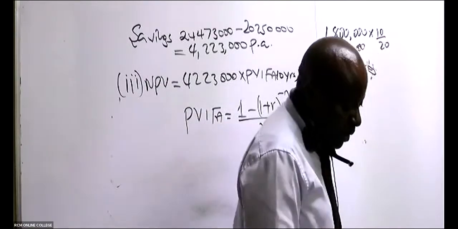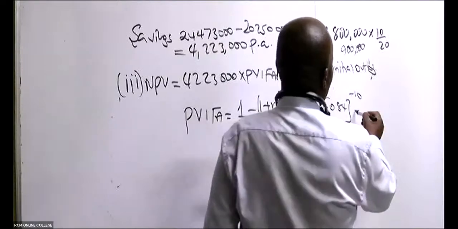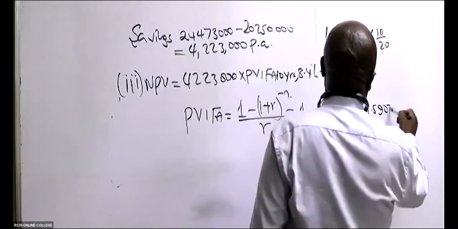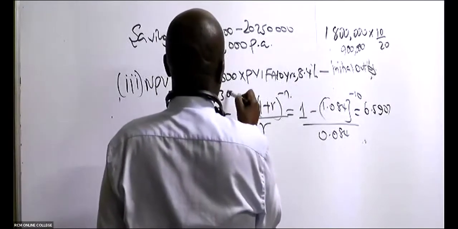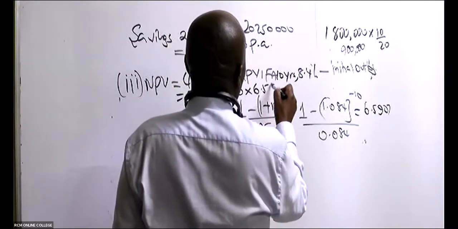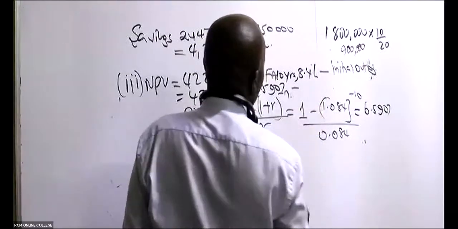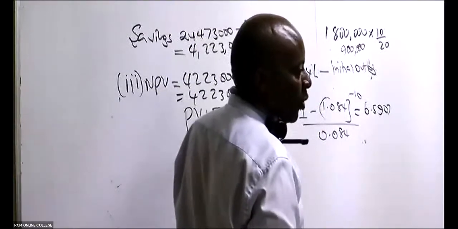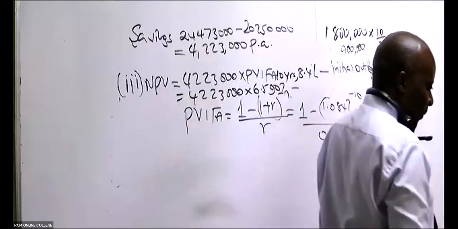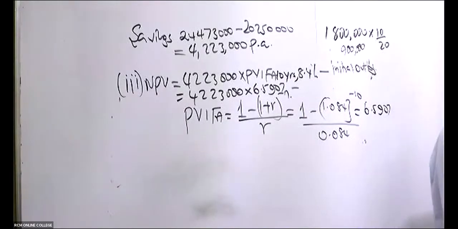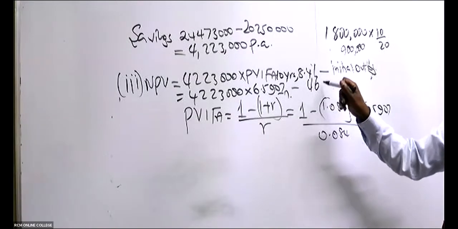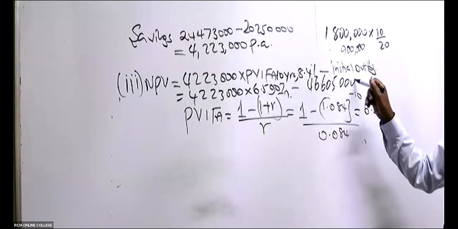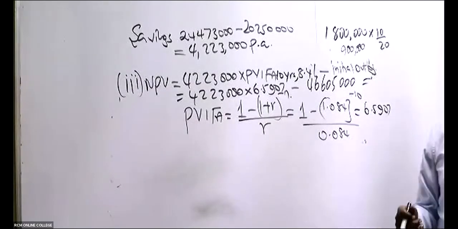So I'm being given 6.5907. So then come back here. So this will be 23,000 times 6.5907 minus the initial outlay. Is there somebody who is able to remember the initial outlay? We have done initial outlay in part 1, which is 46,605,000. So please go ahead and give us the NPV.